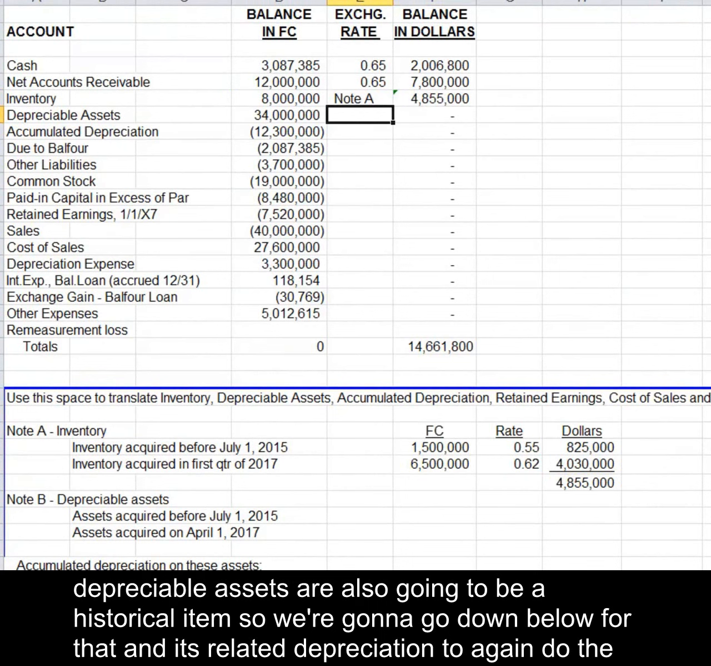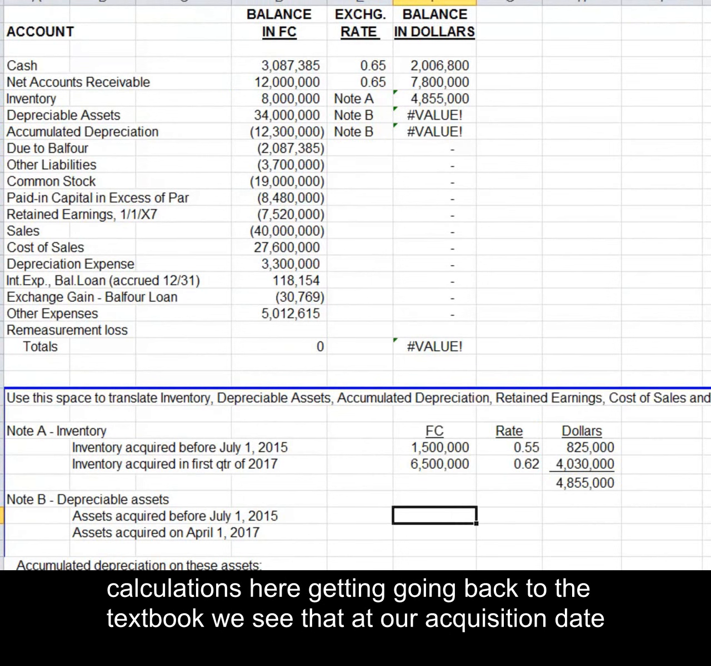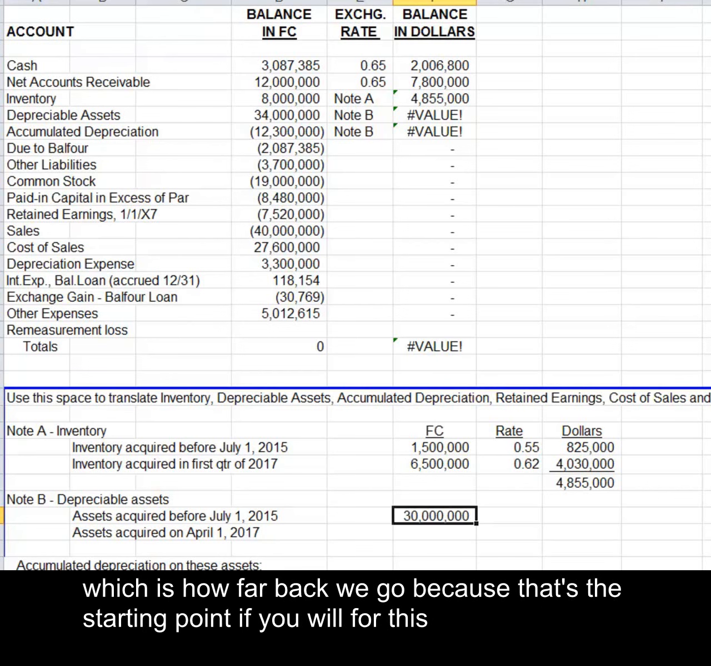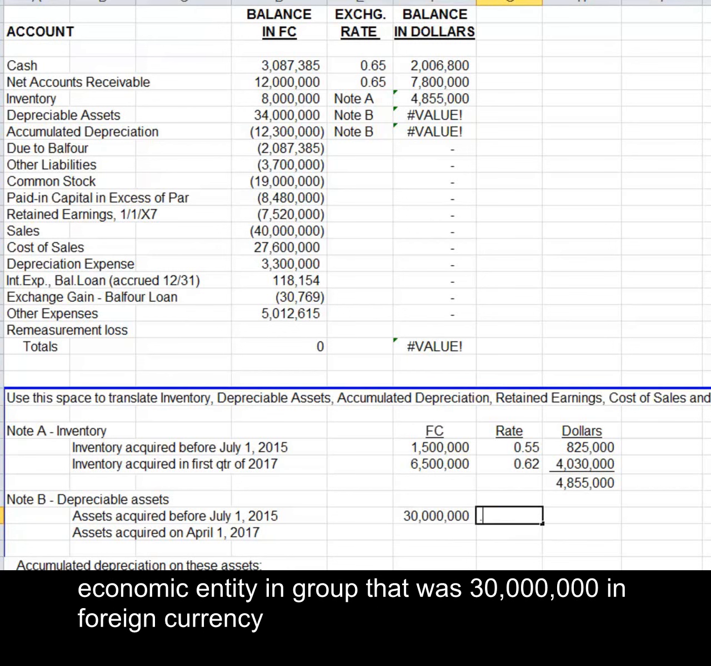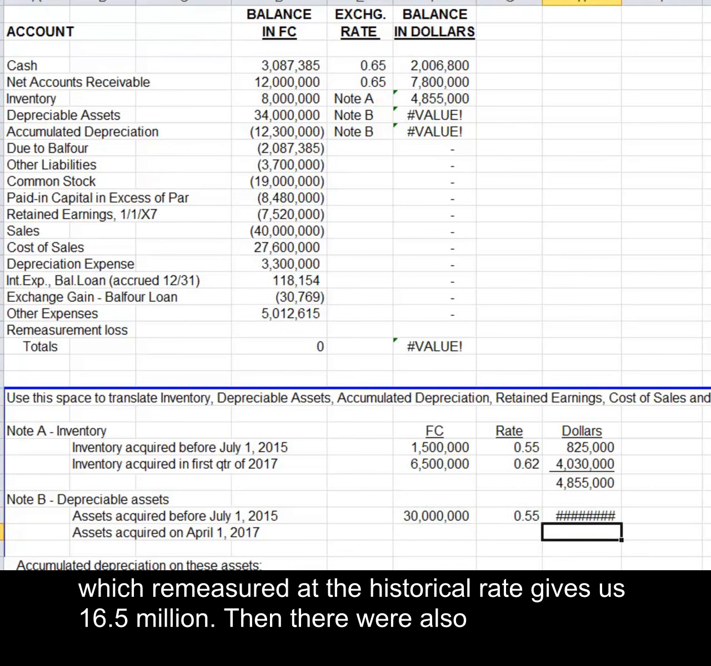Depreciable assets are also going to be a historical item. So we're going to go down below for that and its related depreciation to again do the calculations here. Again, going back to the textbook, we see that at our acquisition date, which is how far back we go because that's the starting point, if you will, for this economic entity and group, there was 30 million in foreign currency, which remeasured at the historical rate gives us 16.5 million.